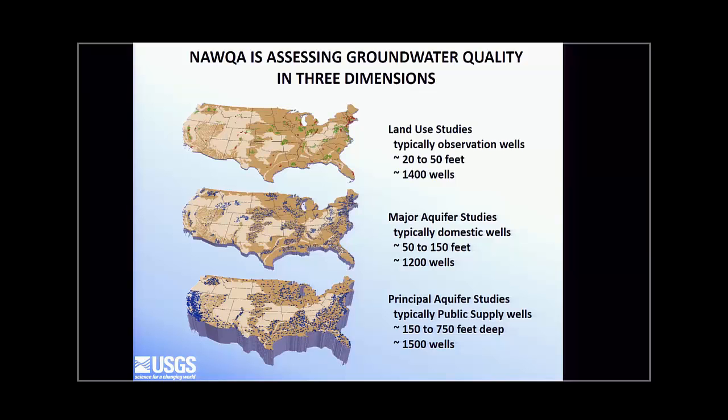Our major aquifer studies are typically domestic wells, but sometimes include public supply wells. The well perforations are typically 50 to 150 feet beneath land surface. We'll be sampling about 1,200. Our principal aquifer surveys are public supply wells. A typical screened interval is about 150 to 750 feet deep, and we'll be sampling about 1,500 wells.